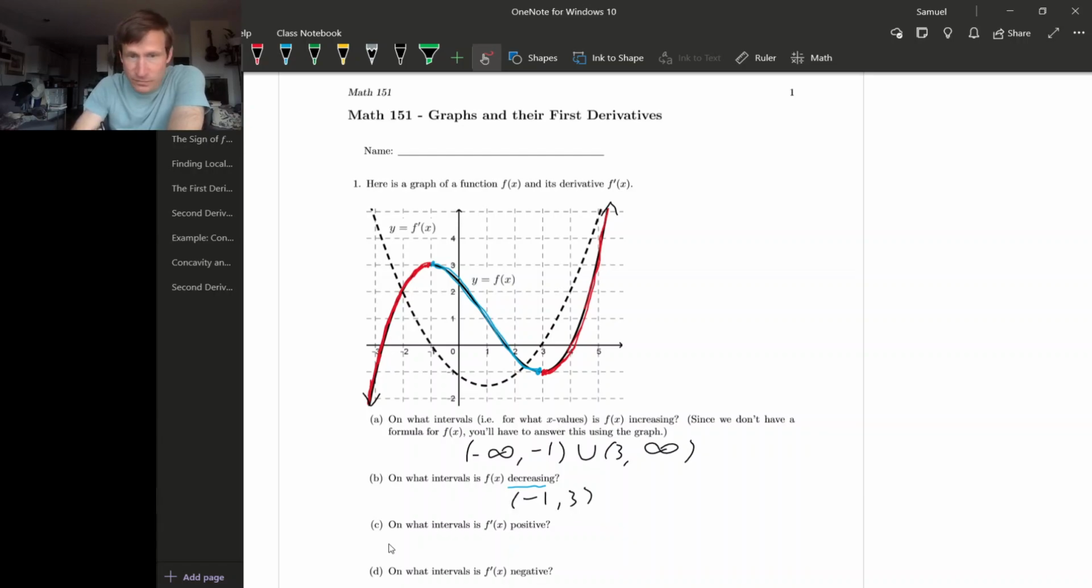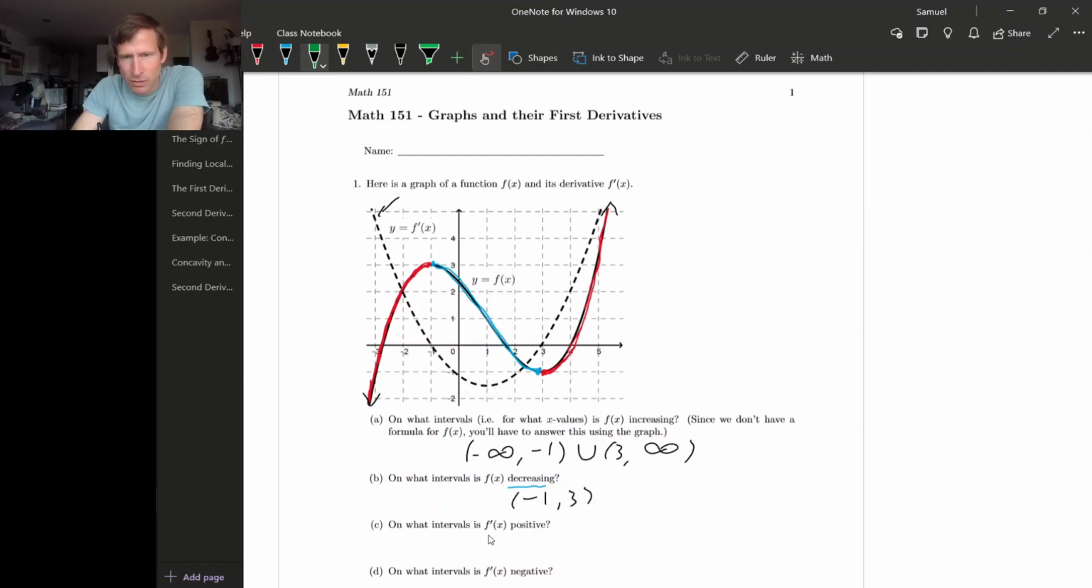Okay. So if you haven't thought about C and D yet, go ahead and pause the video now and see if you can answer those questions. Okay, so on what intervals is f prime positive? For f prime, we're looking at this dotted graph here. That's the graph of f prime. And places where it's positive, I'll color those green.